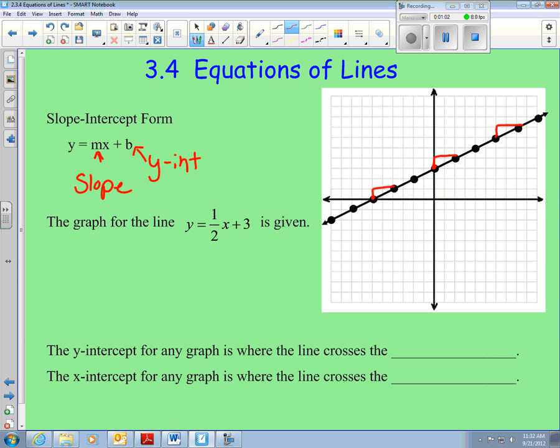If we remember, the y-intercept for any graph is where the line crosses the y-axis. So in this case, it is 3. The x-intercept for any graph is where the line crosses the x-axis. And so if we look here in this picture, that is going to be over at -6 because we're going to the left 6. All right.